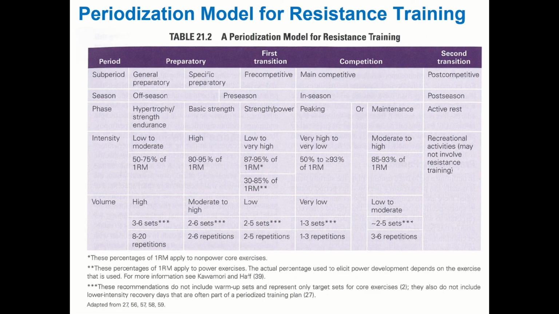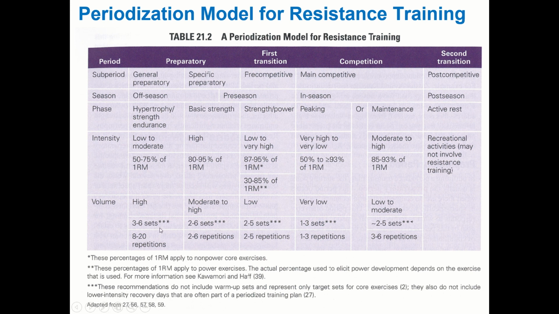And then this table also does some really helpful stuff. It uses some of the terminology that we've used: general preparatory, specific preparatory, pre-competitive, main competitive, post-competitive. So this is all the top row. That terminology is what we used in 345. And then you can see the things that line up with that in terms of 50 to 75% 1 rep max, 3 to 6 sets, 8 to 20 reps.